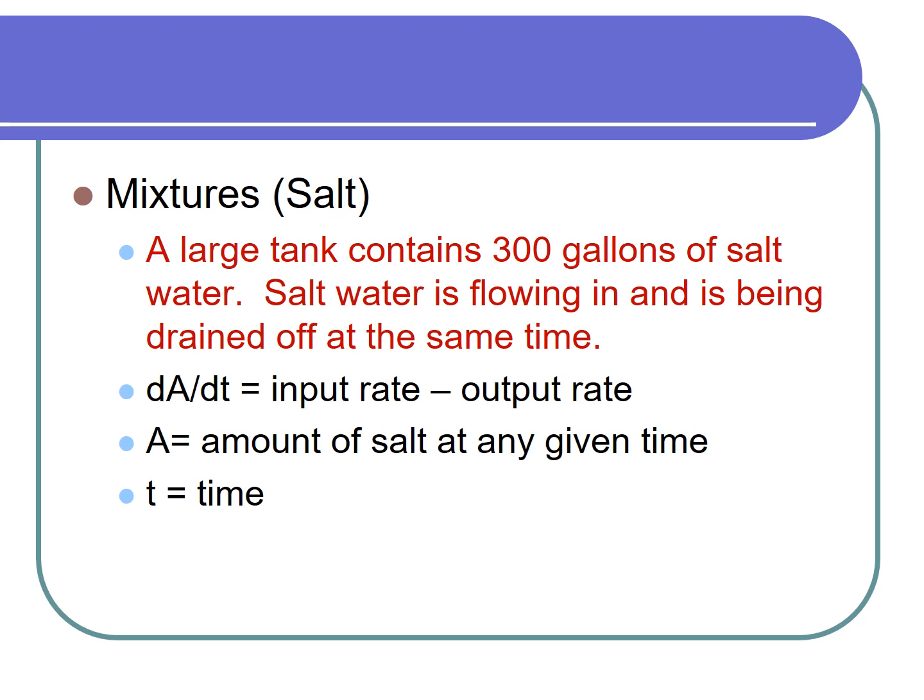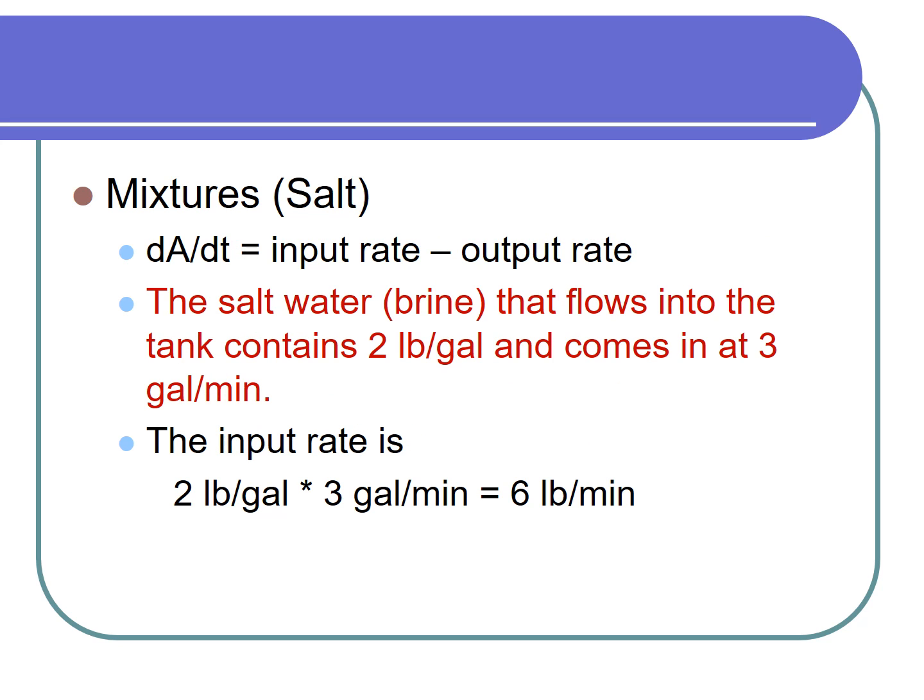So we're going to be interested in the amount of salt in the tank at any given time. We're going to let that be A. Then the change in A with respect to time, we have to think about the salt that's in the water flowing into the tank, but then also the salt that's in the water flowing out of the tank. So we'll do the input rate minus the output rate.